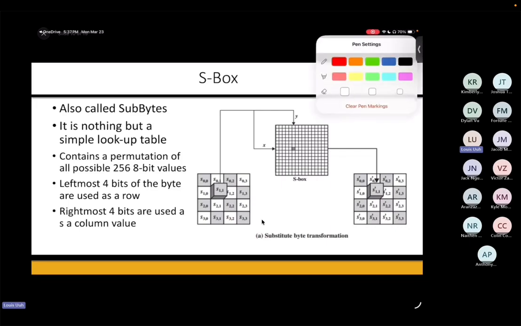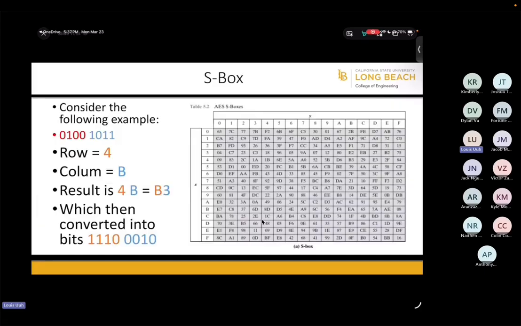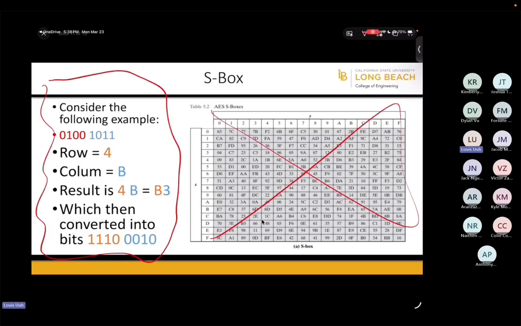For AES S-boxes, note this. You guys may have an example along these lines in here. Again, I won't give you a table, but I do expect you to know that, in this case, the first leftmost 4 bits are going to be your row. The rightmost 4 bits are going to be your column. Again, no tables.